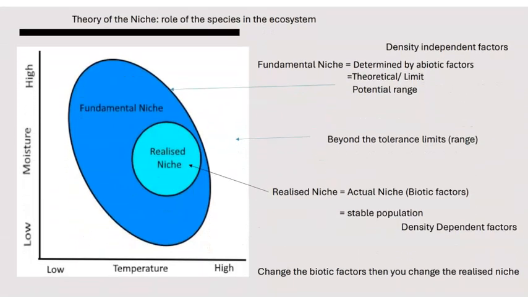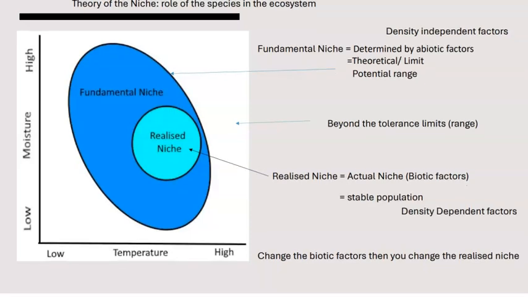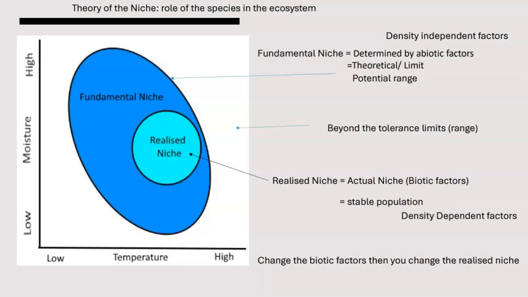In a model, our theory of niche is describing the distribution of a species, and in this particular model we have an abiotic factor on the x-axis of temperature and an abiotic factor of moisture on the y-axis. And the darker blue circle represents what is known as the fundamental niche, in which the species can tolerate being in these locations.